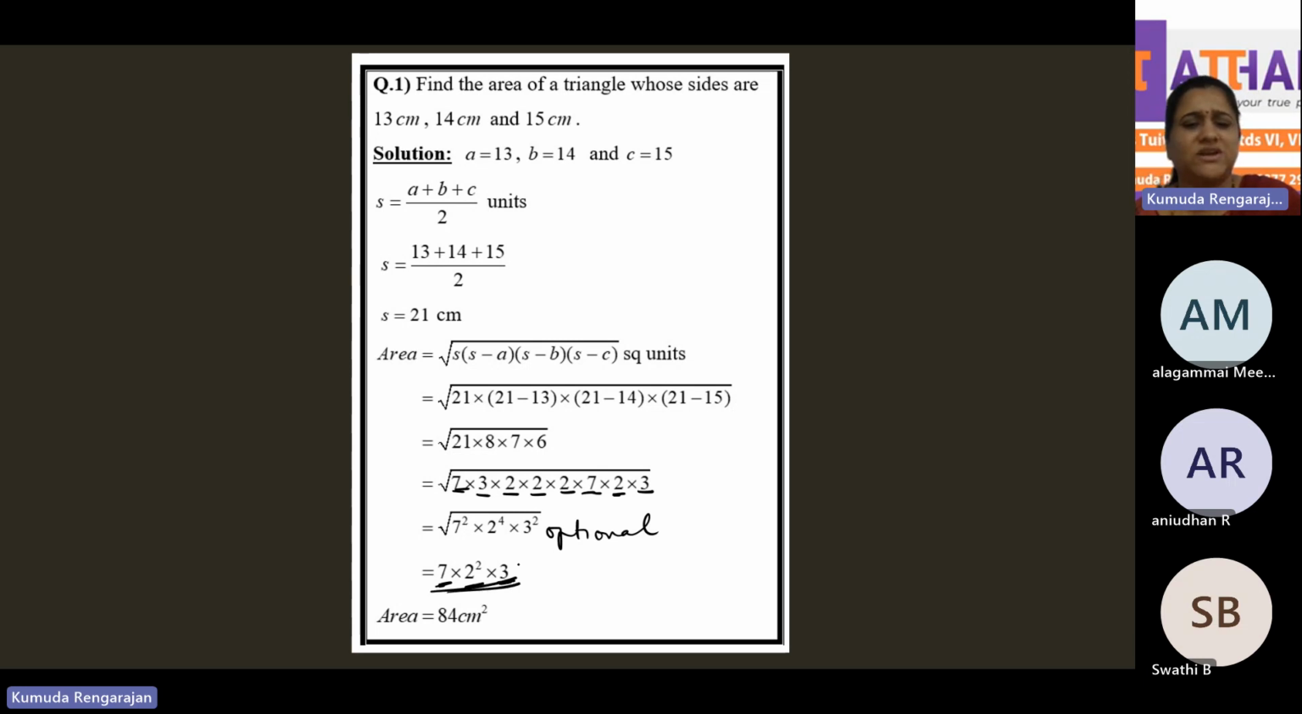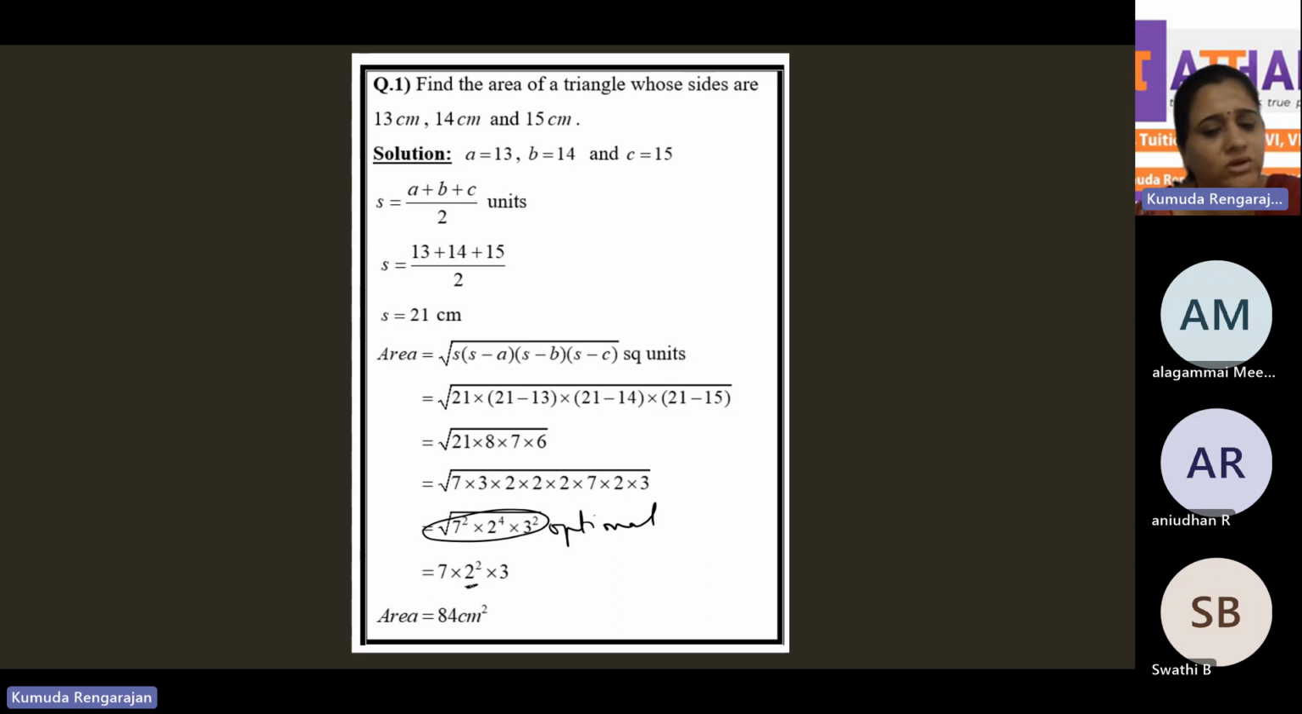So you can write the step straight away. You don't have to write this. This one is completely optional. If you want to write, otherwise. So bring out the numbers like that. From 2 equal primes, 1 comes out of the square root. So you get 7 into 2 square.